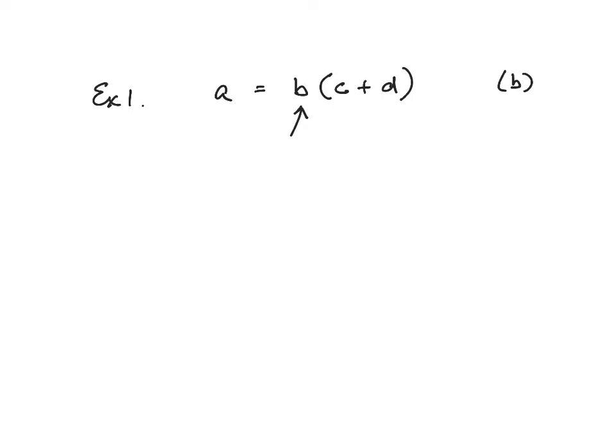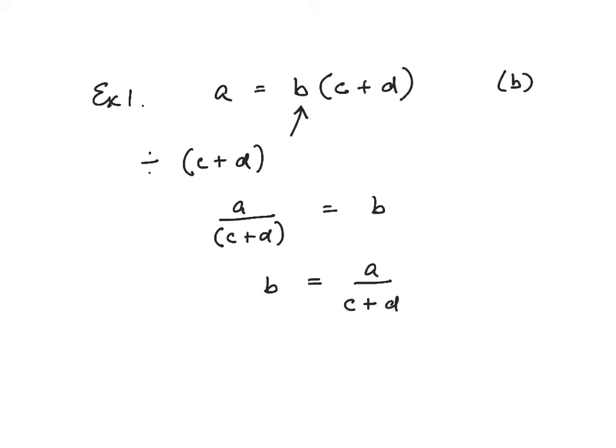We should also note that B is multiplied by the combination C plus D. So if I want to get B on its own, I'm going to divide by bracket C plus D. A over C plus D equals B, and we should really have B at the start. B equals A over C plus D. So in this example, the desired subject is outside the bracket, so we don't need to expand.